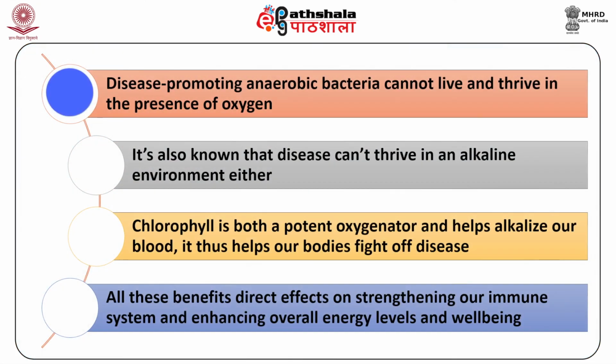Disease promoting anaerobic bacteria cannot live and thrive in the presence of oxygen. It's also known that disease can't thrive in an alkaline environment either. Lucky for us, chlorophyll is both a potent oxygenator and helps alkalize our blood. It thus helps our bodies fight off disease. All these benefits have direct effects on strengthening our immune system and enhancing energy levels and well-being.